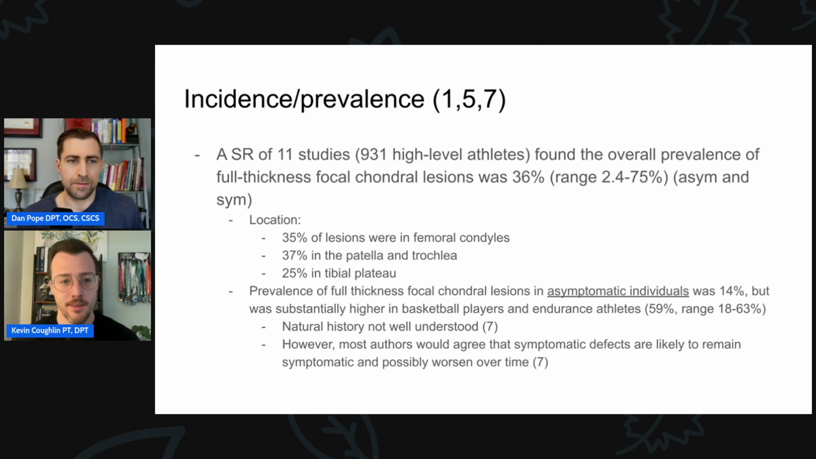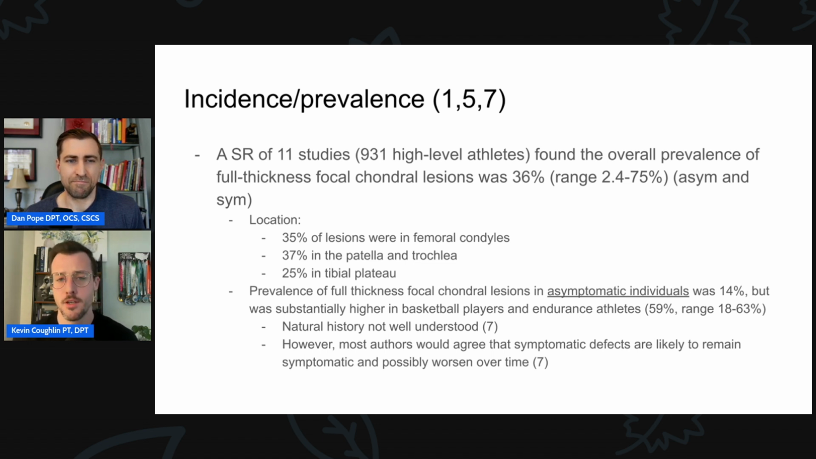So here we got athletes, Dan. A systematic review of 11 studies had a total of 931 high-level athletes. They found the overall prevalence of full thickness focal chondral lesions was 36%. Between the studies, the range was pretty huge, 2.4 to 75%. This was a combination of asymptomatic and symptomatic patients, so not all of them had symptoms, which is interesting, even with that full thickness chondral lesion.